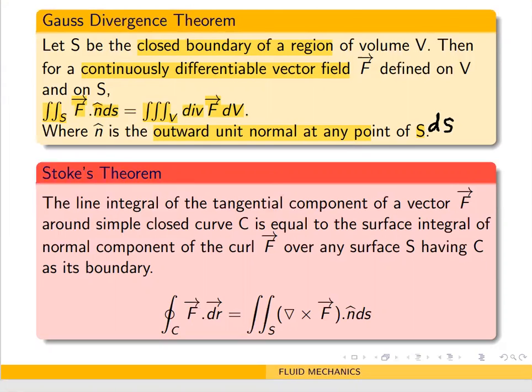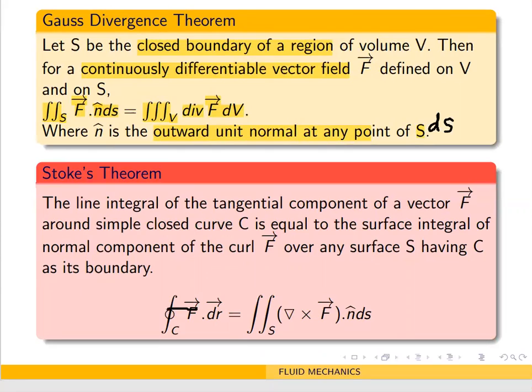So we can convert surface integral to volume integral or volume integral to surface integral and vice versa, right? Now similarly, we have Stokes theorem. What is Stokes theorem? The line integral of the tangential component of a vector f around a simple closed curve C is equal to the surface integral of the normal component of curl f over any surface S having C as its boundary.